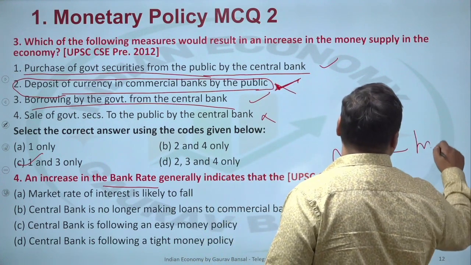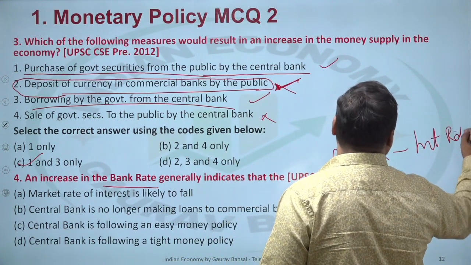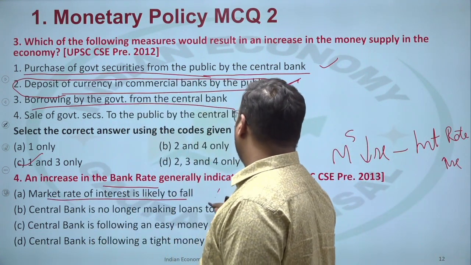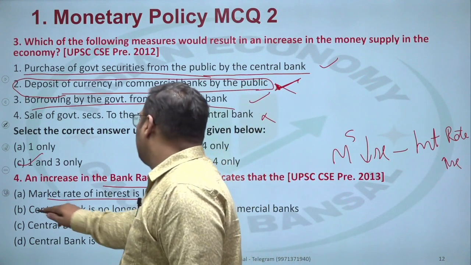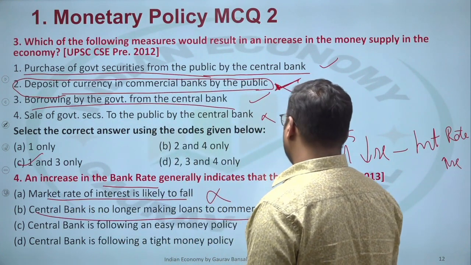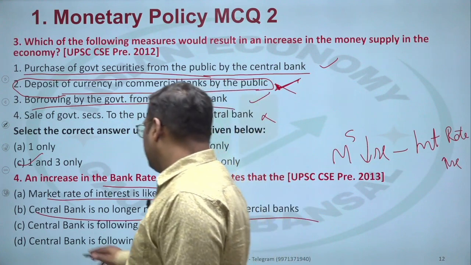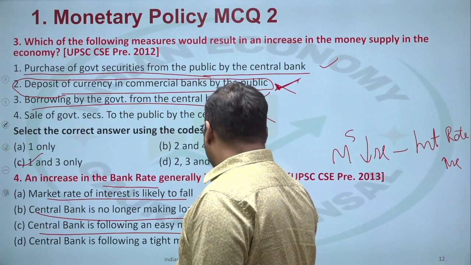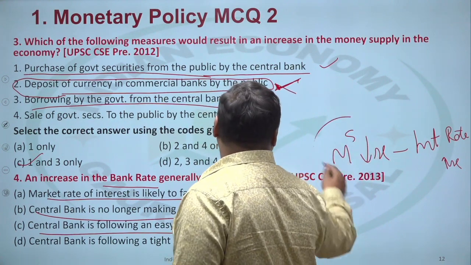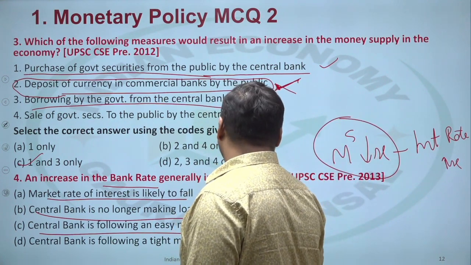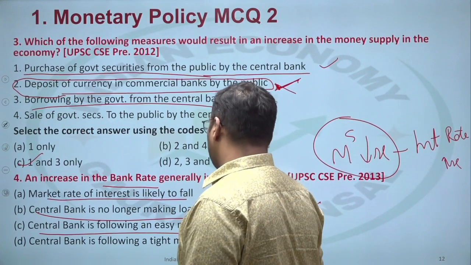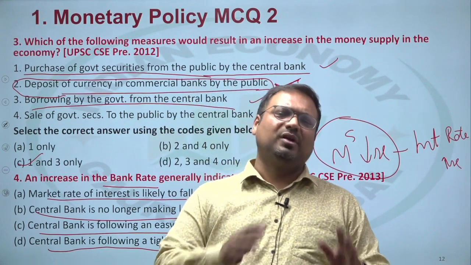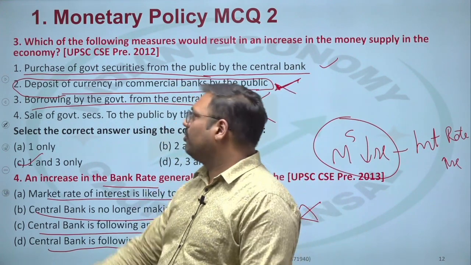And interest rate increases. Now let us look at the options. Market rate of interest is likely to fall. No, it is likely to increase. Central bank is no longer making loans to commercial banks. No, not related. Central bank is following an easy money policy. Easy money policy is when we are leading to increase in money supply. Money is not easily available. This is also not happening. Central bank is following tight monetary policy. This is correct. When money supply falls, this is a tight monetary policy.